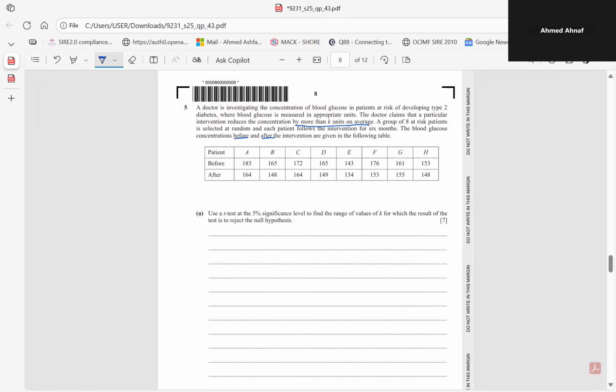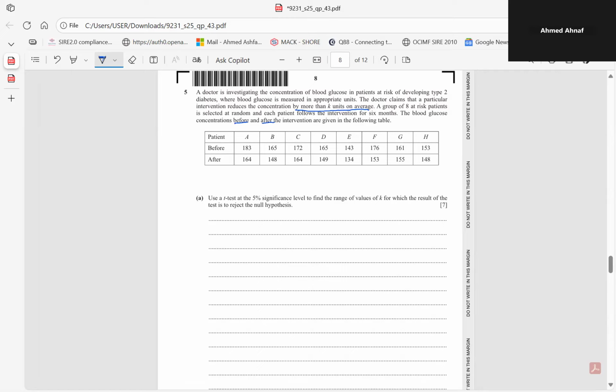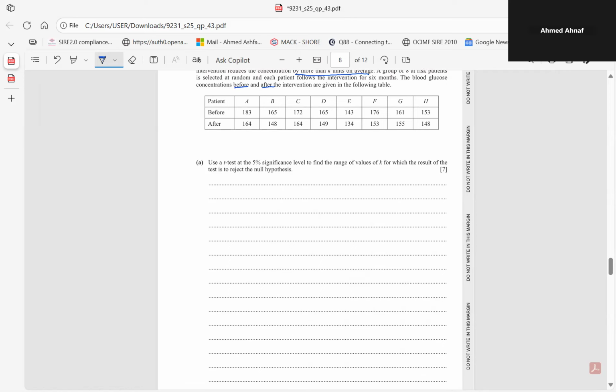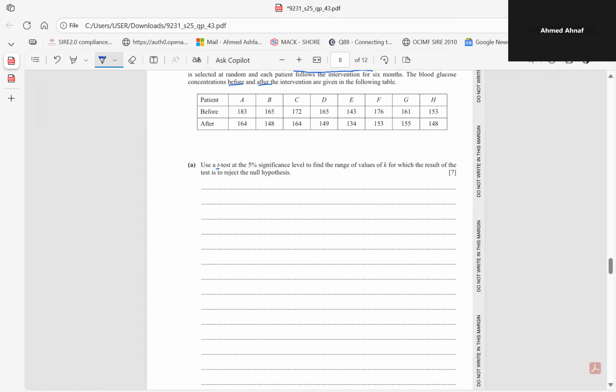Yeah, so this is the data for each individual patient, okay? And the doctor claims that this reduces the concentration by more than K units. So to find the reduction, just find the difference between the two values on the table for each patient. Okay, so for the first part, you're told to use a t-test at the 5% significance level to find the range of values of K for which the result of the test is to reject the null hypothesis.